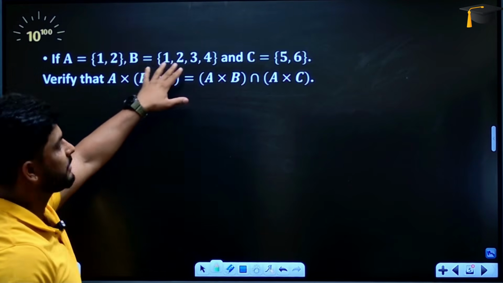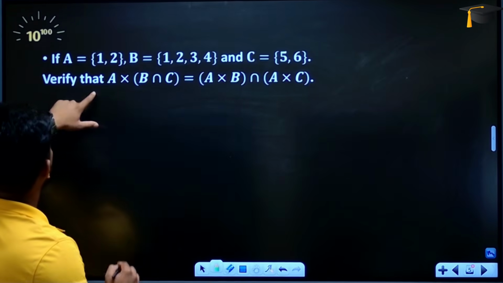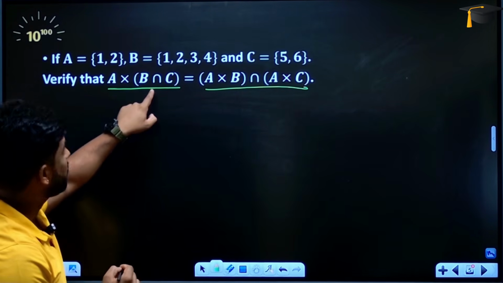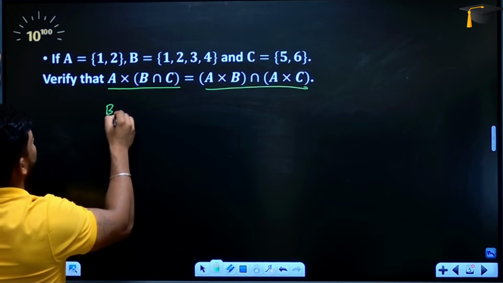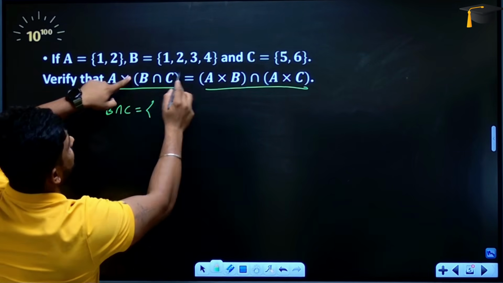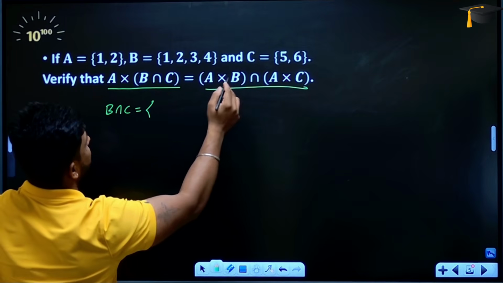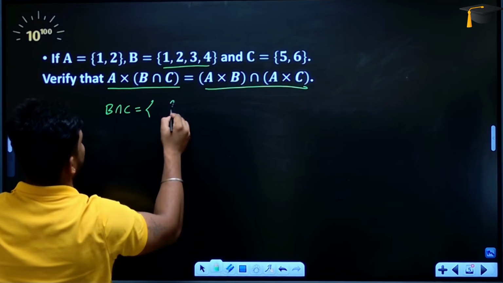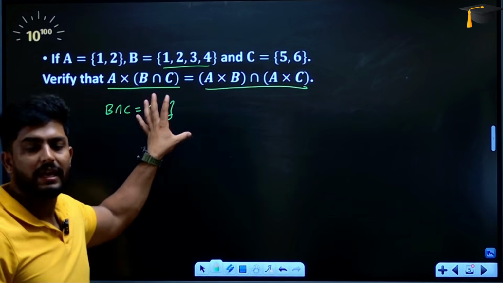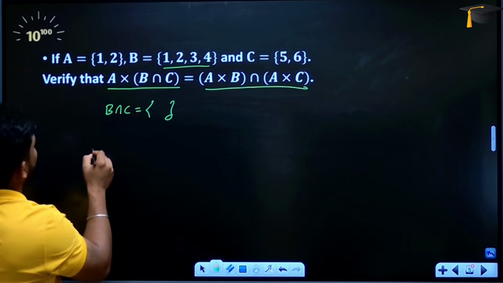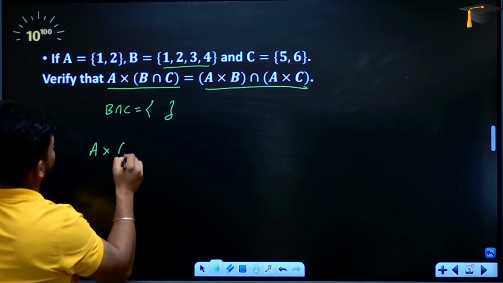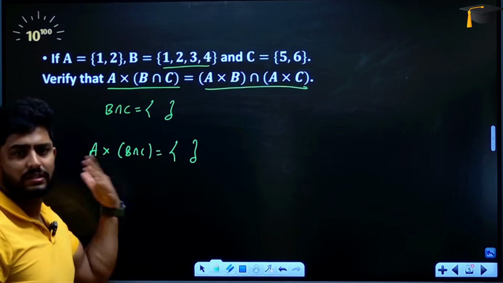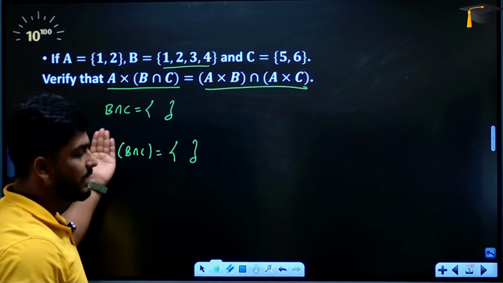So set A is given, set B is given, set C is given. They're asking us to verify that this is equal to this. Okay, so let's find B intersection C first. In B intersection C, the common elements: B has 1, 2, 3, 4 and C has 5, 6, so nothing is common, right? There is no intersection, so it's a null set. When writing the null set, just write empty brackets like this. Now A cross B intersection C is once again null, just like any number into 0 is 0; any set into a null set is a null set.